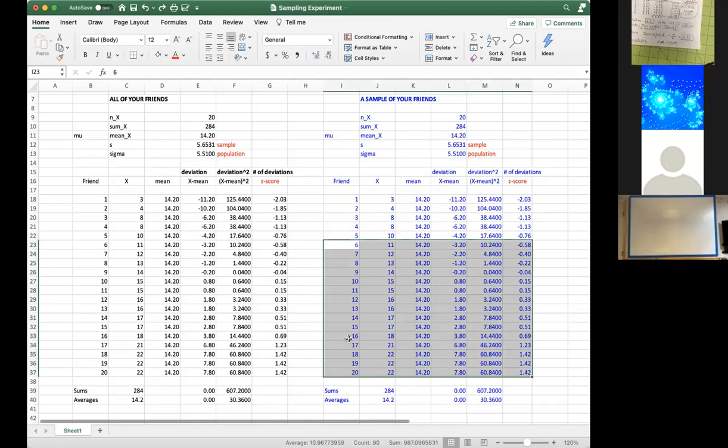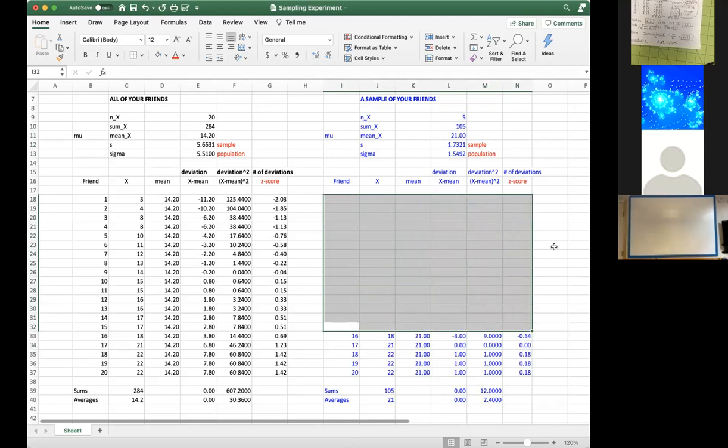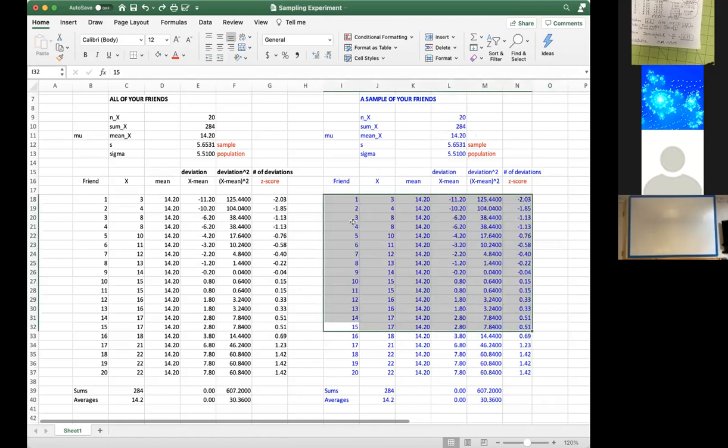Let me back that up. What if I had taken the five friends that had the most money and got rid of everybody else? That's not a good idea, because now I think all my friends have $21 in their pocket. And really, they have far less than that. This idea that I could randomly pick five of my friends, and make a good judgment about all the rest of my friends.